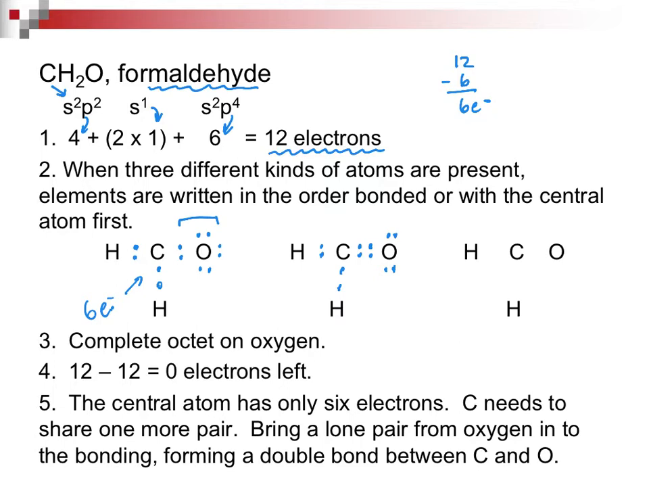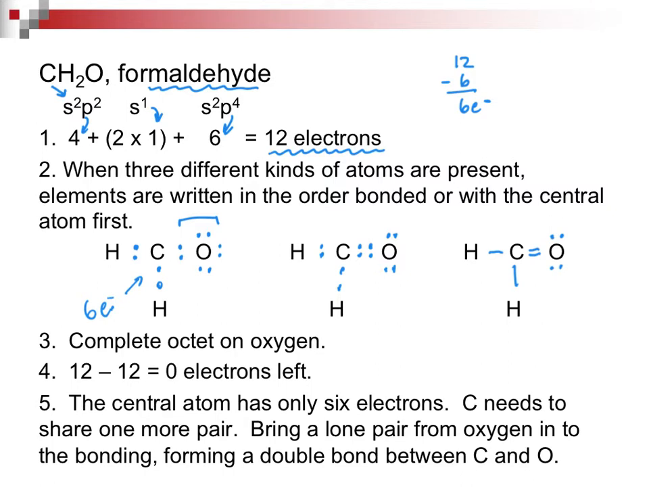Now you'll notice that each carbon and oxygen does have an octet, and the correct Lewis structure would look like this. It would have a single bond for one pair shared. It will have a double bond for two pairs shared. No need to put a bracket. This is a standalone molecule.